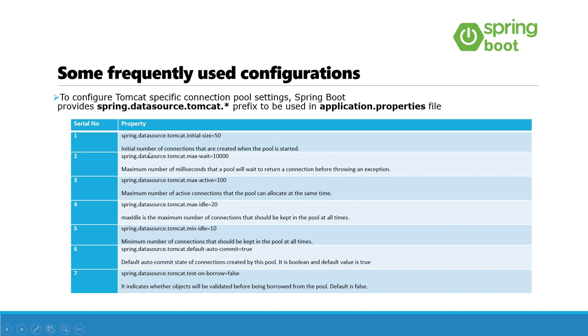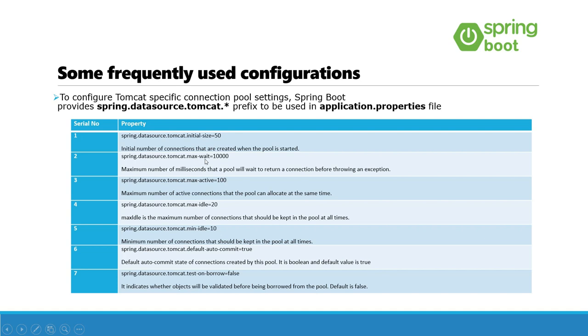The next property is called max wait, and I have assigned it in milliseconds, whatever number you assign. I have assigned 10,000, which means 10 seconds. So what is this number basically?